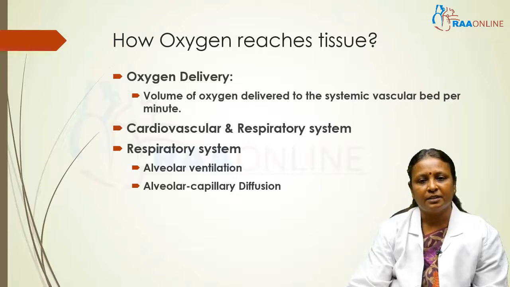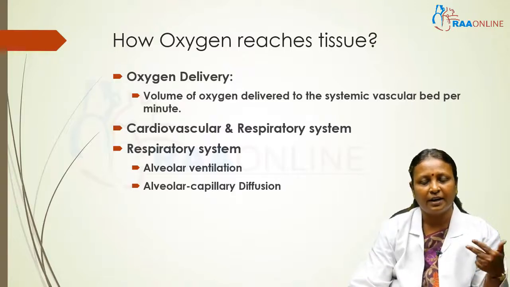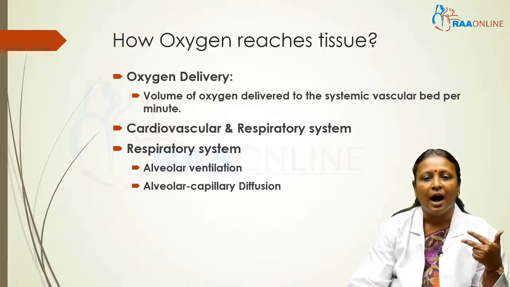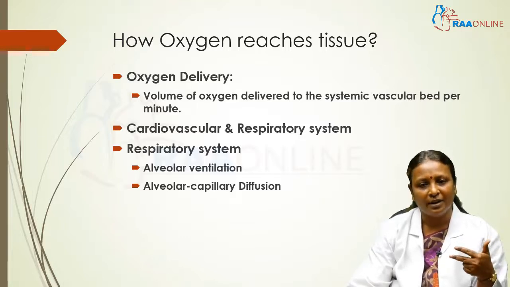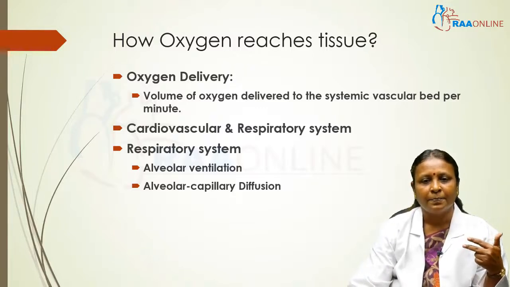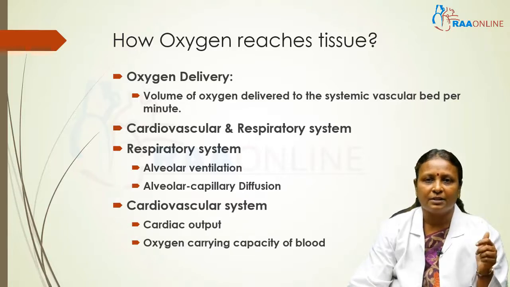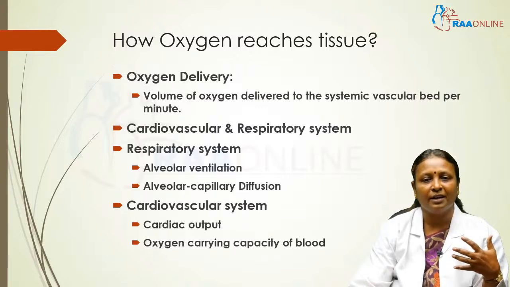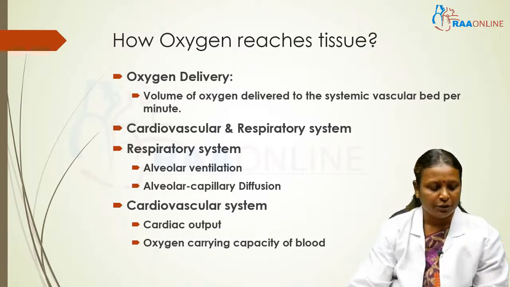In the respiratory system, you have two activities. One is the alveolar ventilation, which transports the atmospheric air inside the lung, and you have the alveolar capillary diffusion occurring across the alveolar capillary membrane, where diffusion of gases occurs. Next comes your cardiovascular system, where the heart plays a very important role in giving the cardiac output, and the oxygen carrying capacity of the blood also is very important in oxygen delivery to the tissue.